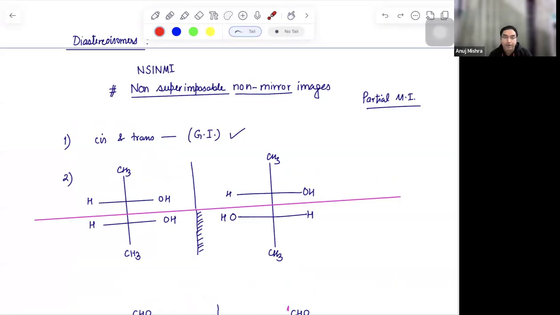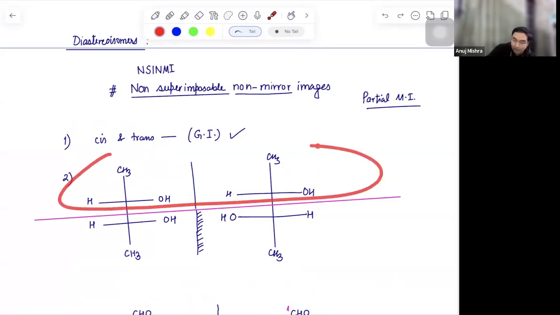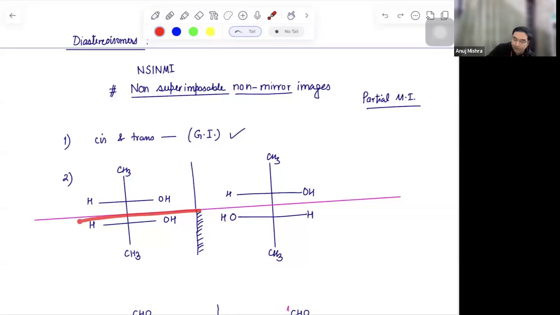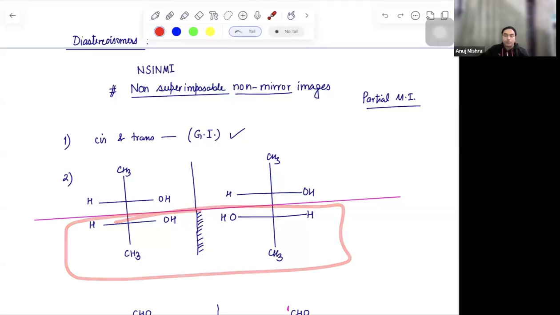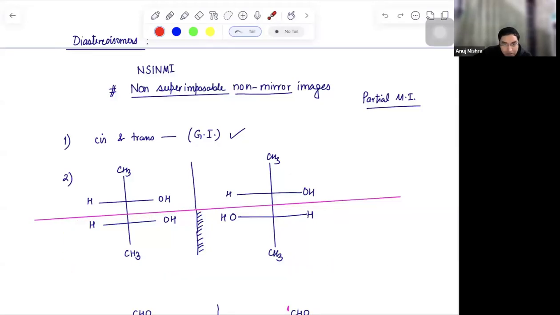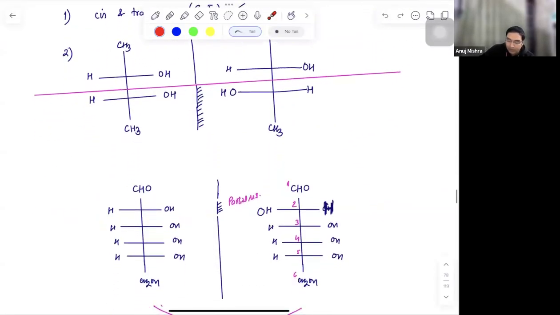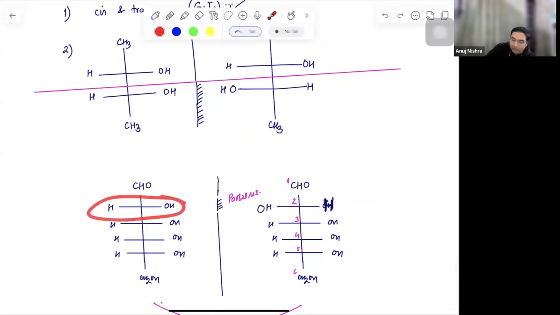Can we also say partial mirror image? Because one part is having mirror image, other is not. This is same. This is mirror image. It's called partial mirror images. Look at this example. This is having mirror image.